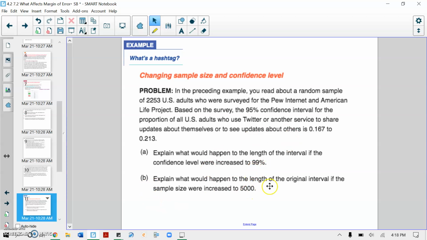The other thing you could do, explain what would happen to the length of the original interval if the sample size were increased to 5,000 instead of this 2,253. Well, then I would actually have a smaller margin of error because I have more people to justify my calculations, basically. Remember, when I'm talking about all this, you guys don't know how to find this yet. I'm going to show you the actual calculations in this unit and where this comes from. Right now, we're just exploring what in the world is a confidence interval in general, okay?